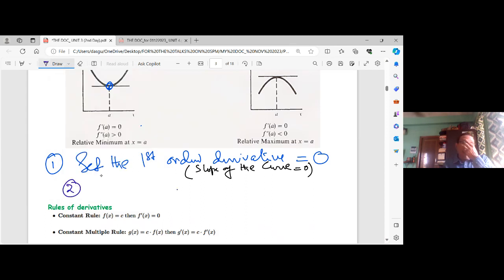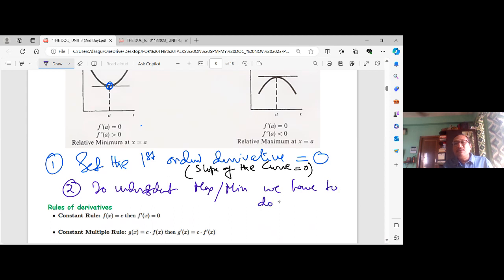And number 2, to understand the maximum or minimum point, we have to do the second order derivative. Very sorry. I know that you are proficient with that with 1 month to the examination, but still, I prepared this document for you. It might be of help to you.